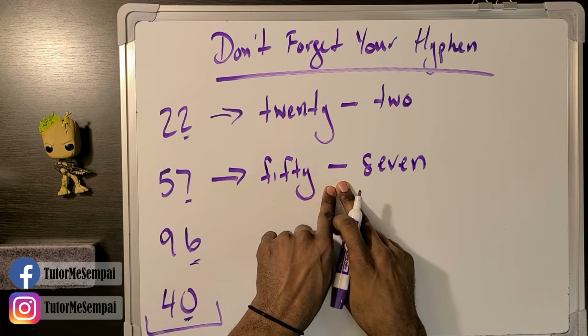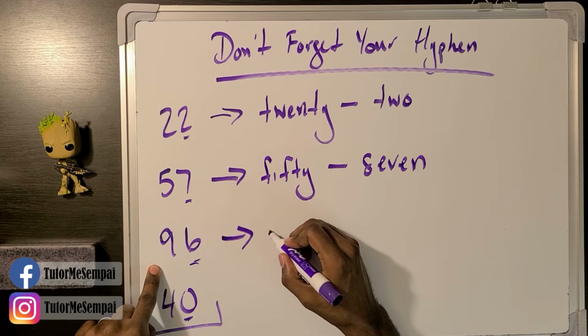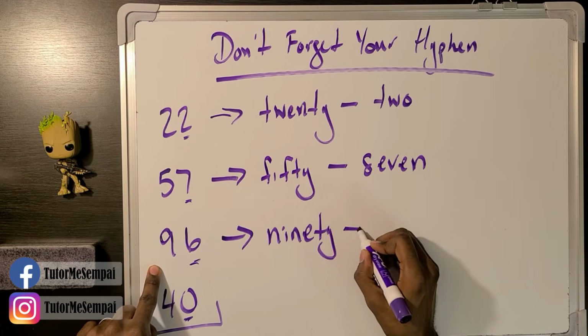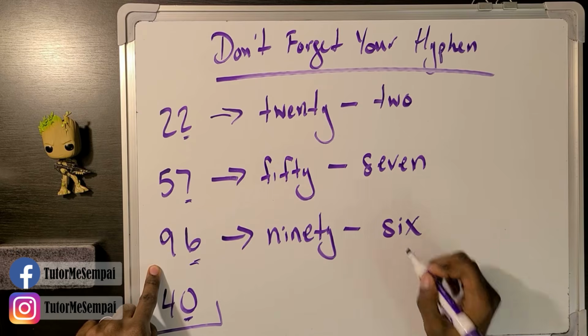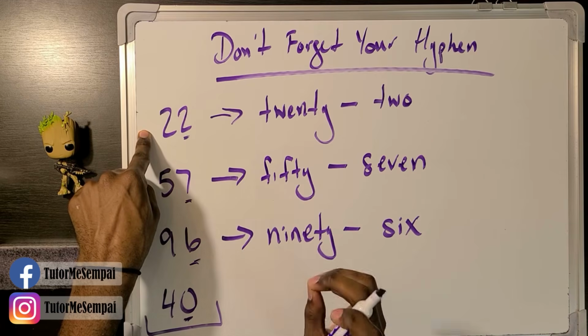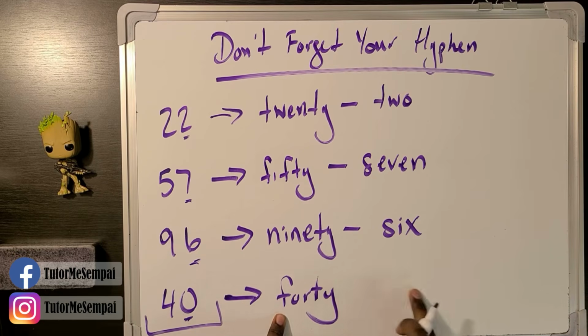So don't forget your hyphen. How about 96? 96 is going to be 90 dash 6. So this is going to be the word form for all the numbers between 21 and 99. However, once again, if your second digit within this number is a 0, all you do is write the number. There is no dash.